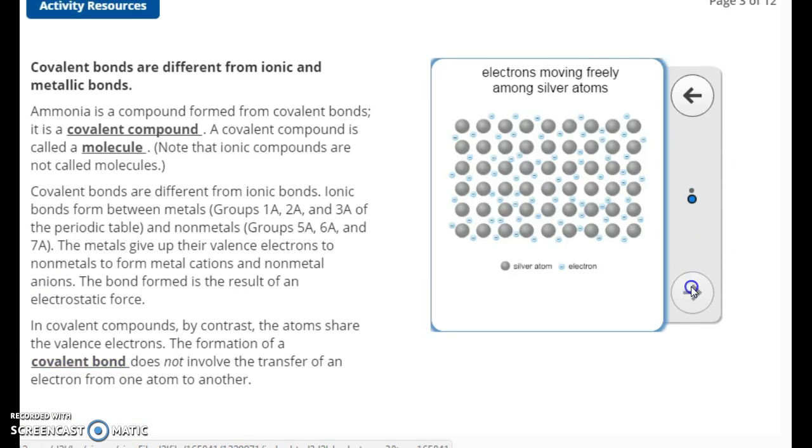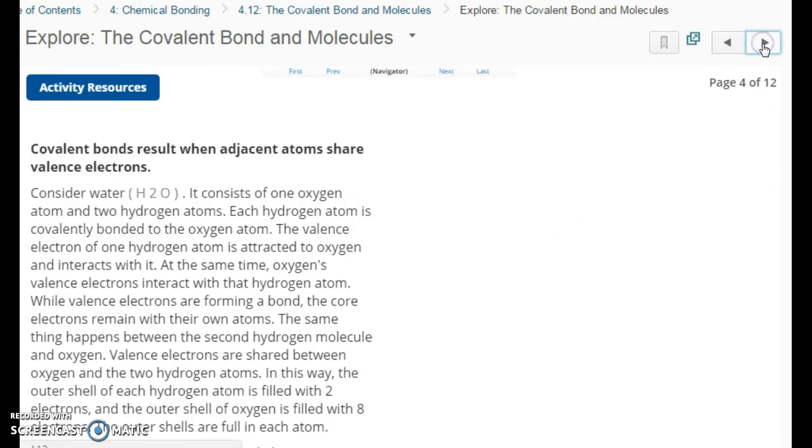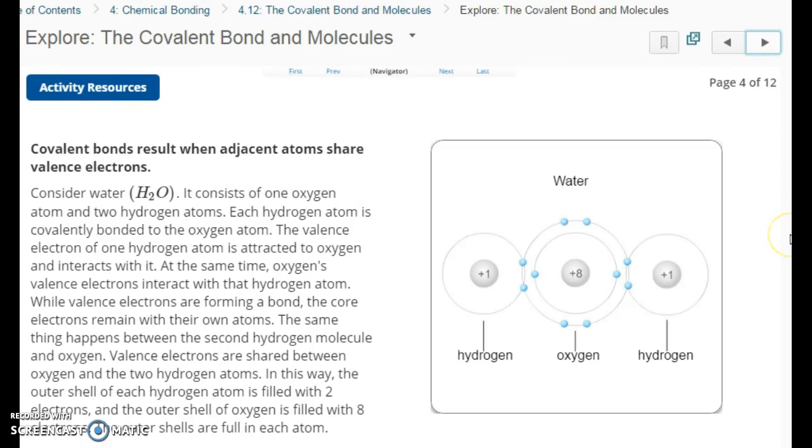All right. So here we have electrons moving freely among silver atoms. So this is just metallic, right? Sea of electrons, sea as in S-E-A, like the ocean. So we have just pure silver. The electrons are buzzing all over the place, which is why metals are such good conductors. And then, of course, we have the losing of an electron from sodium, the gaining by chlorine for an ionic compound. But now we're going to focus on covalent, which is sharing.